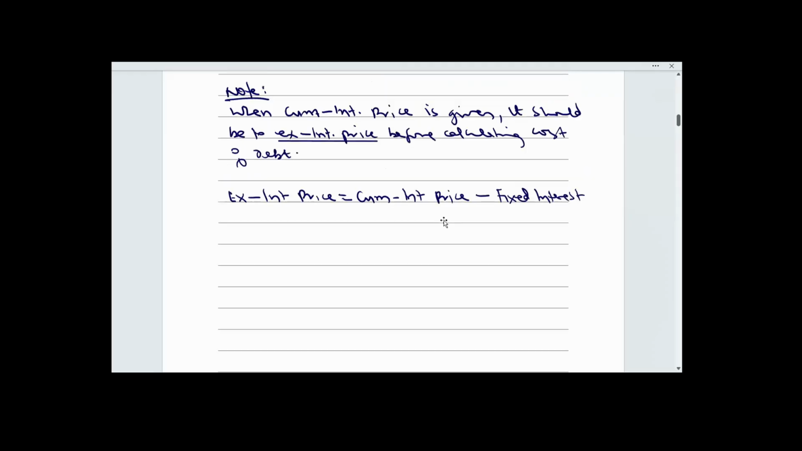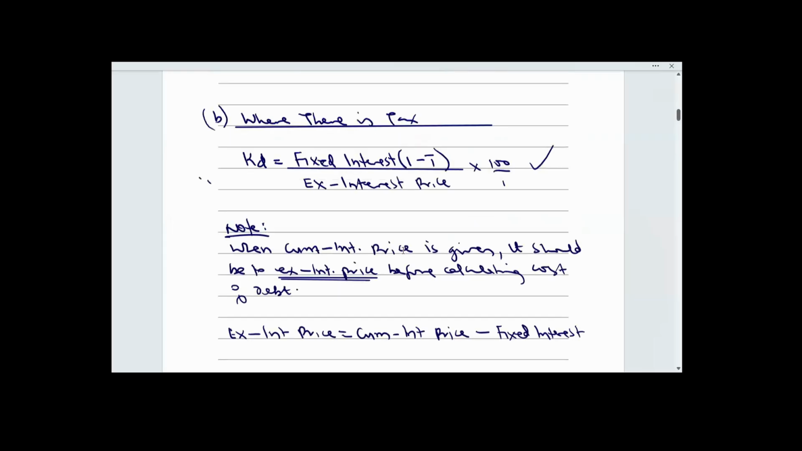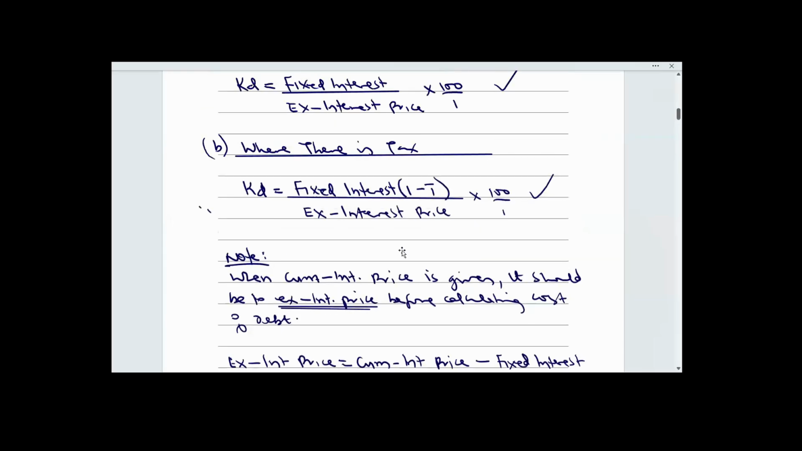Remember, when you are calculating cost of debt, you have to use the ex-interest price. So if cum-interest price is given to you, it must be converted to ex-interest price, because the cum-interest price included the interest expense. The interest must have been paid before you calculate the cost of debt. So if interest has not been paid, the market price of the debt given to you is cum-interest price, and you need to convert it to ex-interest price. This is what you need to know as far as the cost of debt is concerned.